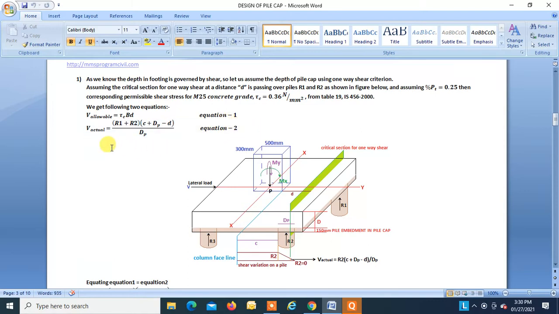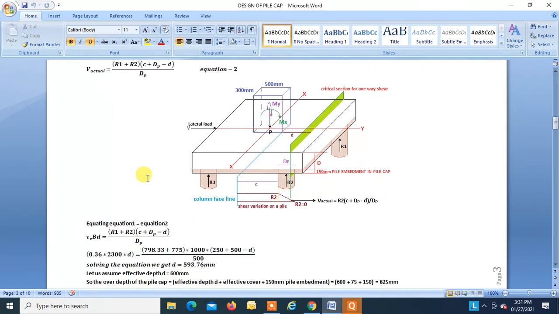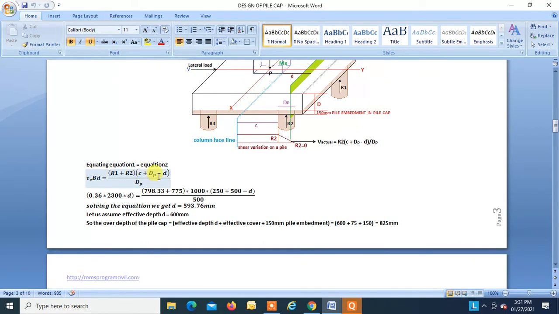Now, assuming that V allowable is equal to V actual, because V actual cannot be greater than V allowable, since we are not providing shear reinforcement, and equating the two equations, we get this, and solving this we get effective depth equal to 593.76 mm. Now let us assume the effective depth equal to 600 mm.